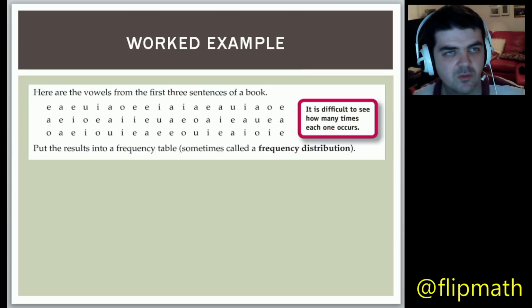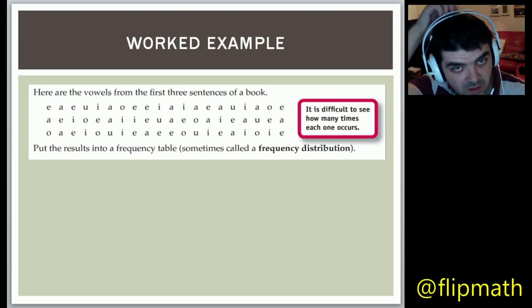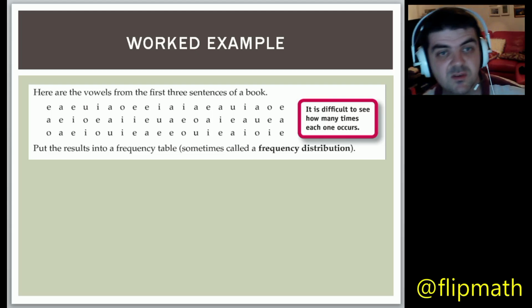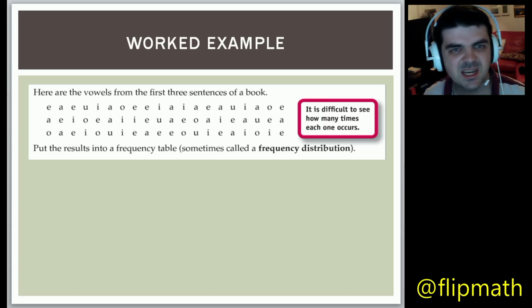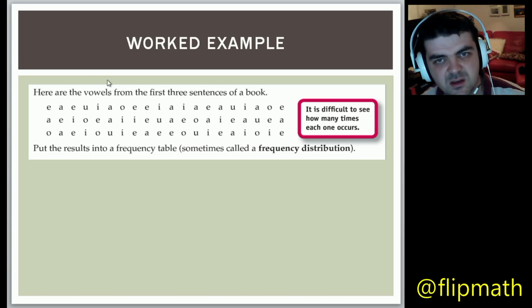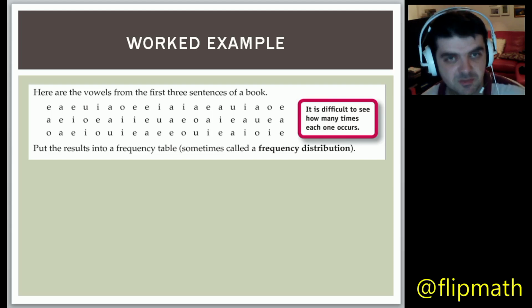Okay, so if we jump right into an example here, we'll look at one of the rather confusing ones. So here are the vowels from the first three sentences of a book. Somebody's written all these vowels out, and as you can see, it can be difficult to ascertain which one's the most popular from that group, just by looking at the way it is. So we would need to put the results into a frequency table, sometimes called a frequency distribution.